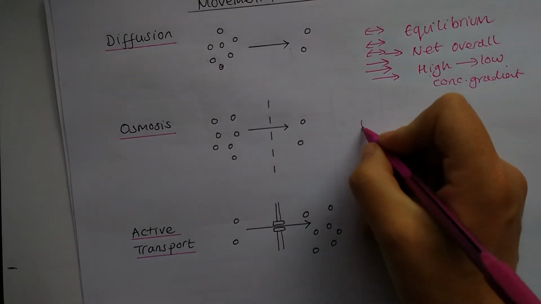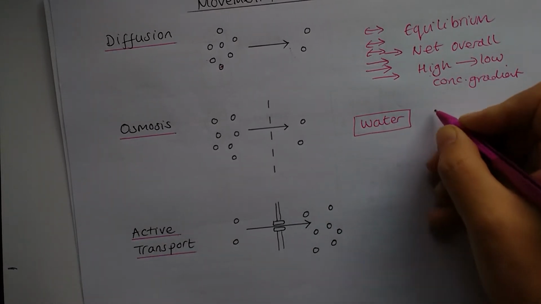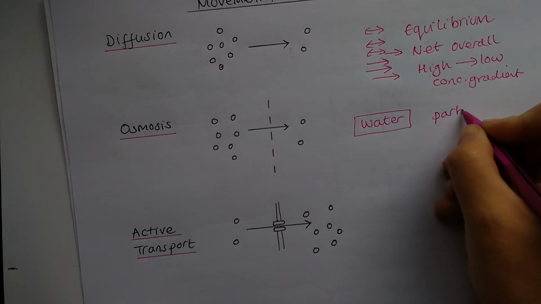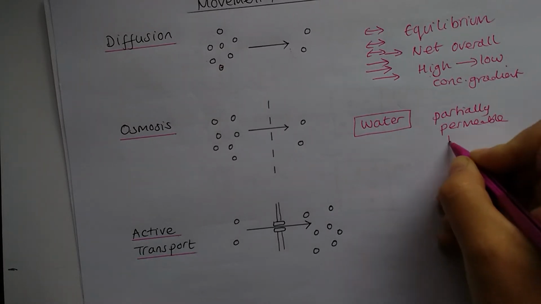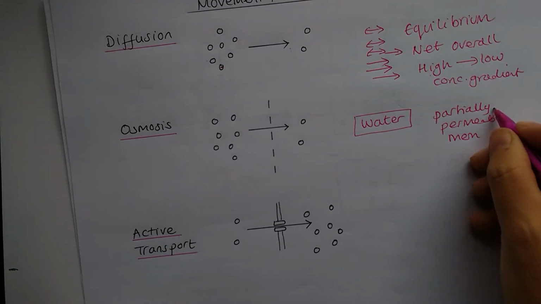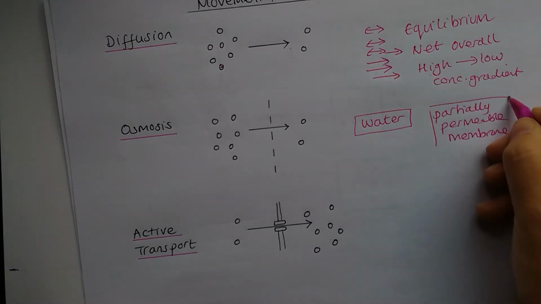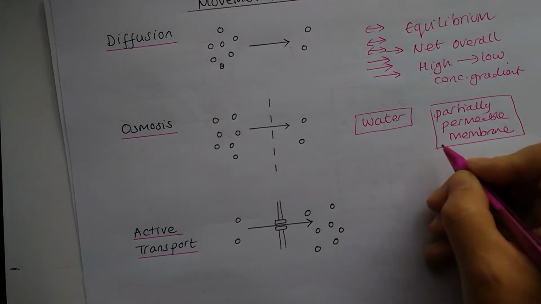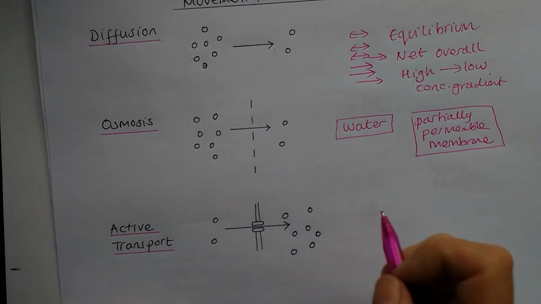However, with osmosis, it's specifically and only limited to water moving across a partially permeable membrane. And permeable means it can let things through, partially means it can only let a few things through, and it's based on size. So if there's no partially permeable membrane and it's not water, then it's not osmosis.